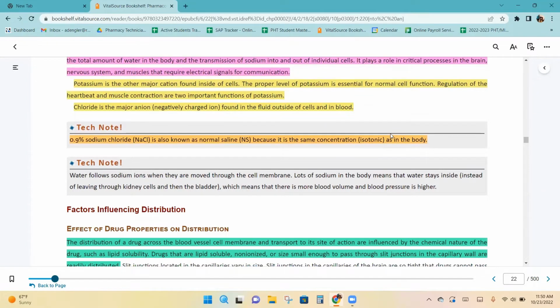So one thing to remember is 0.9% sodium chloride, which is NaCl, is also known as normal saline because it is the same concentration as in the body. So whenever you see 0.9% sodium chloride, that's normal saline, and half of that is 0.45% sodium chloride, which is 1/2 normal saline.